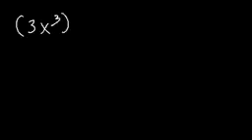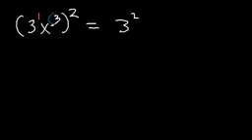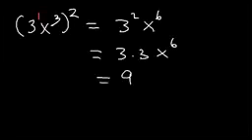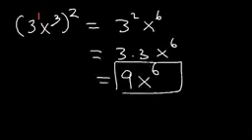Try this one. 3x cubed raised to the 2nd power. What does it equal? So keep in mind, whenever you raise one exponent to another, you need to multiply. So 1 times 2 is 2, and 3 times 2, that's 6. So we have 3 squared x to the 6. 3 squared is the same as 3 times 3. 3 times 3 is 9. So the final answer is 9x to the 6.